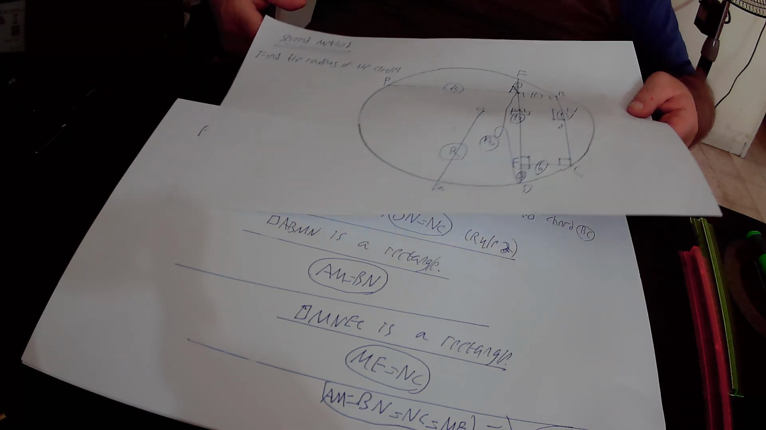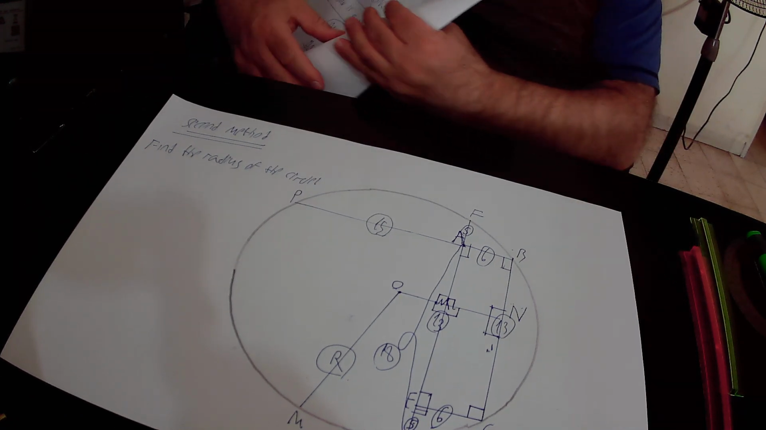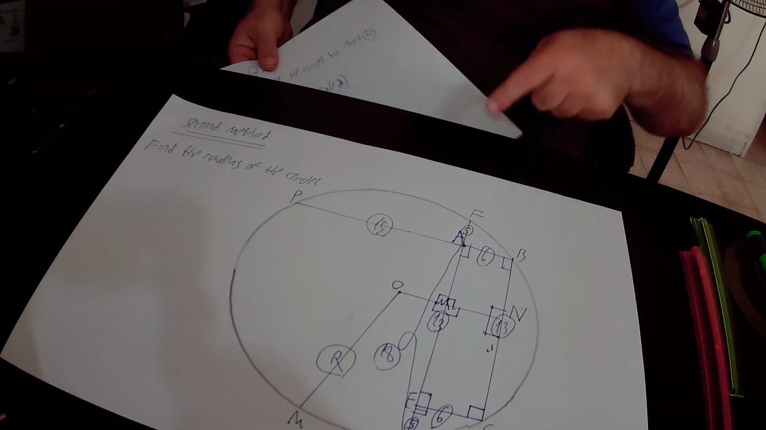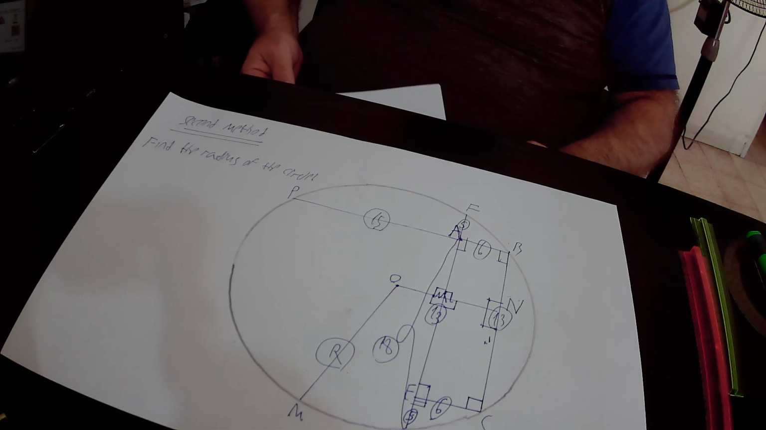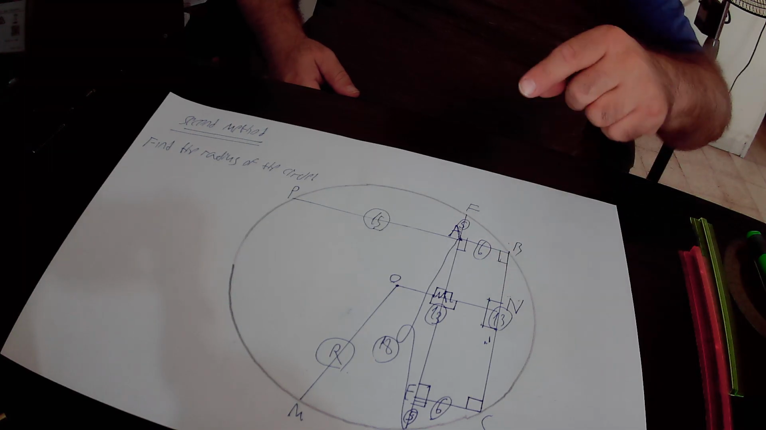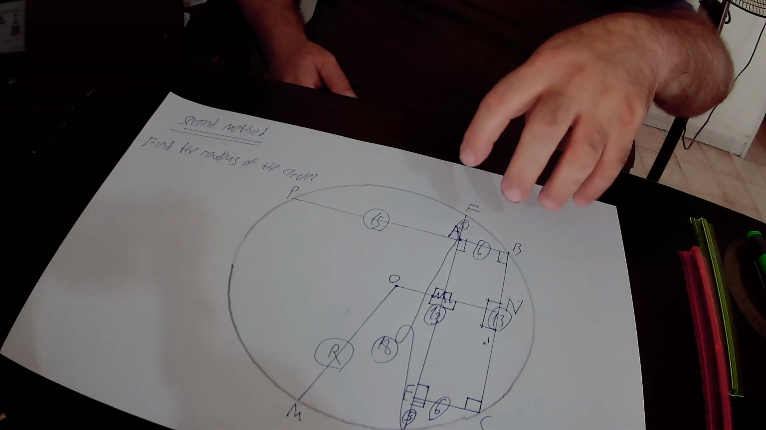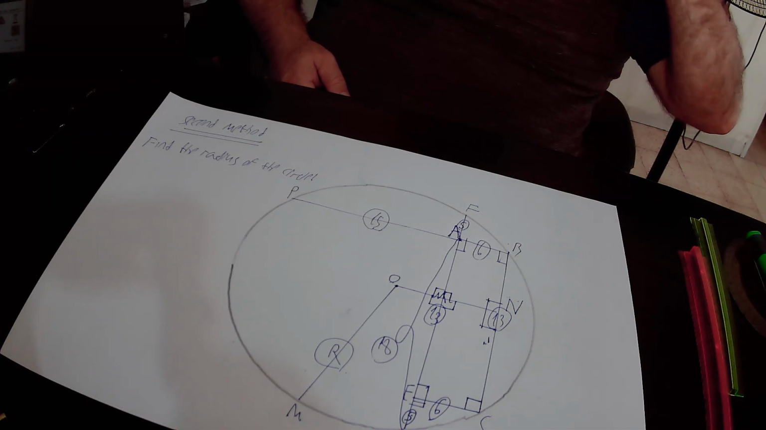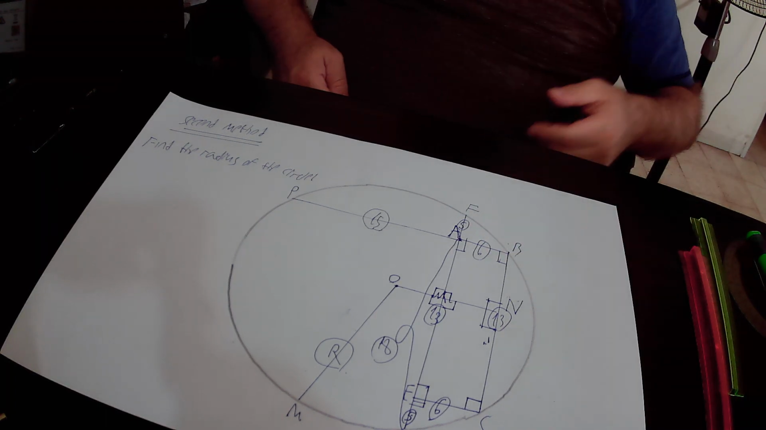Okay, then we focused on quadrilateral ABMN. Inside quadrilateral ABMN, we have 1, 2, 3 right angles. Therefore, this fourth angle must also be equal to 90 degrees. Therefore, quadrilateral ABMN has 4 right angles. It is a rectangle, and we know that the opposite sides of a rectangle are equal to each other. That is to say, AM equals BN.